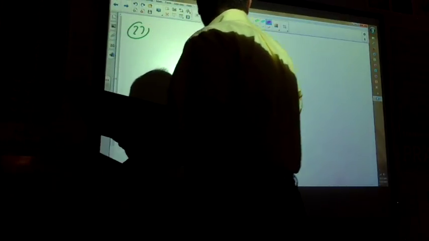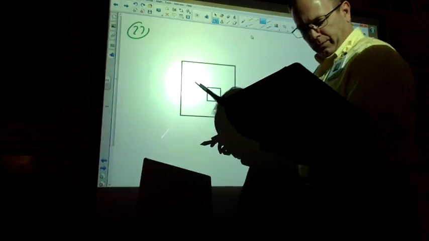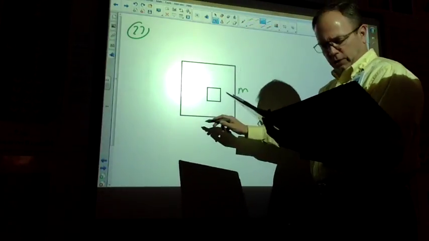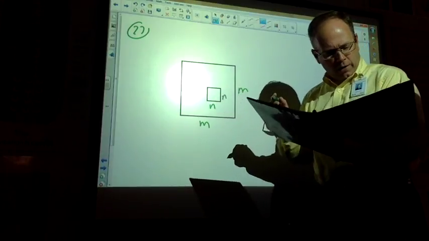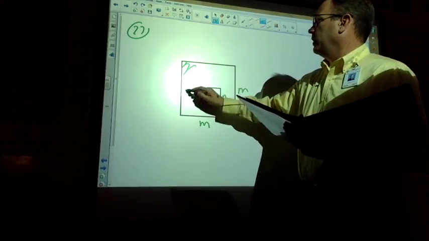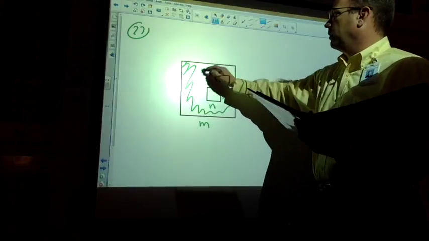Alright. So this is M, this is M, this is N, this is N. And we want to find the area of the shaded region. So the area of the shaded region is all of this out here, right?